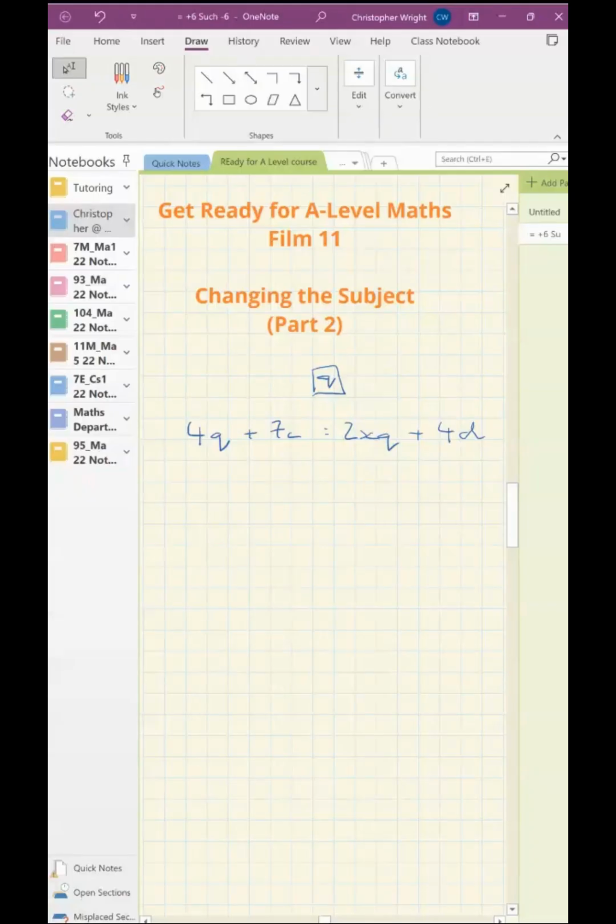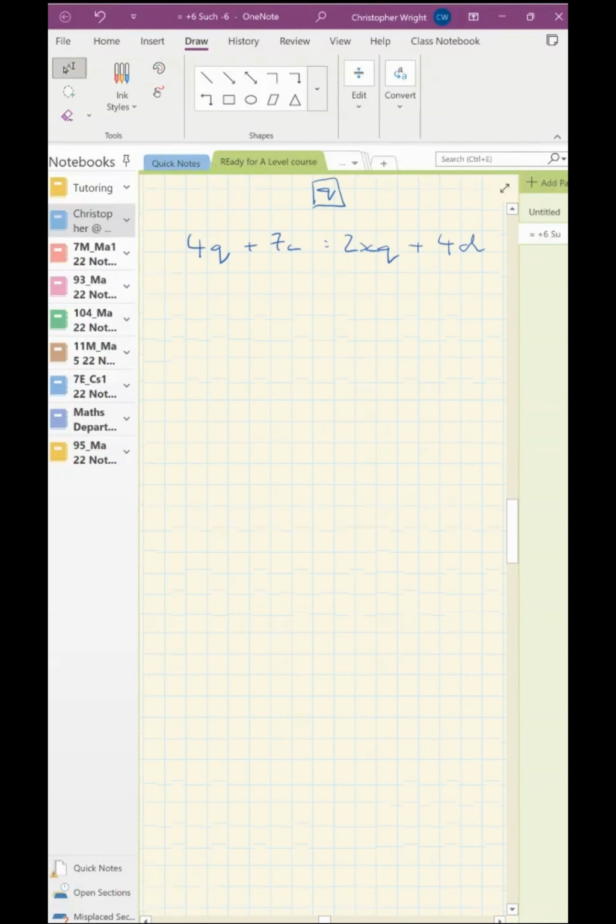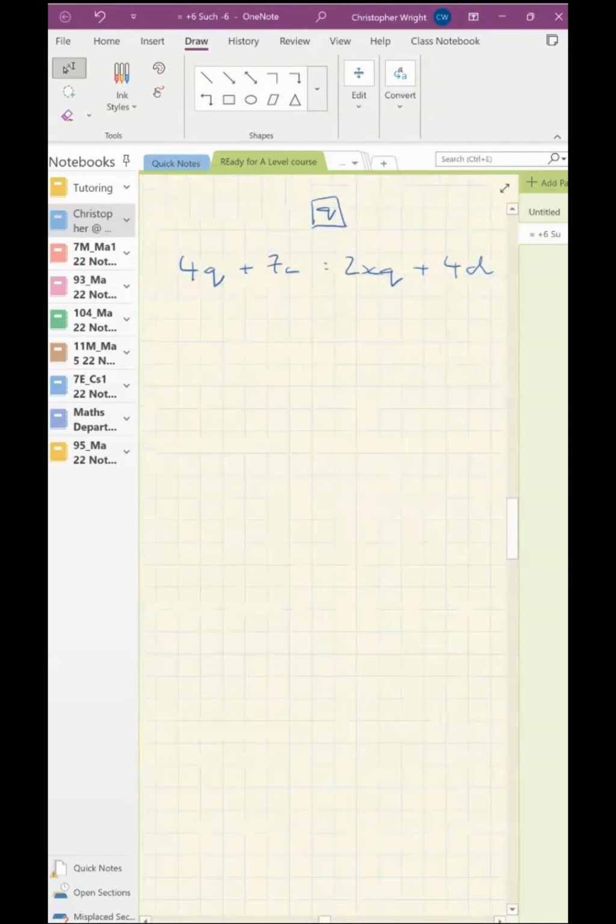Film 11 of Getting Ready for A-Level Maths: more difficult changing the subject. In this example, we're going to make Q the subject. The reason that this is slightly more complicated is that Q appears twice here.